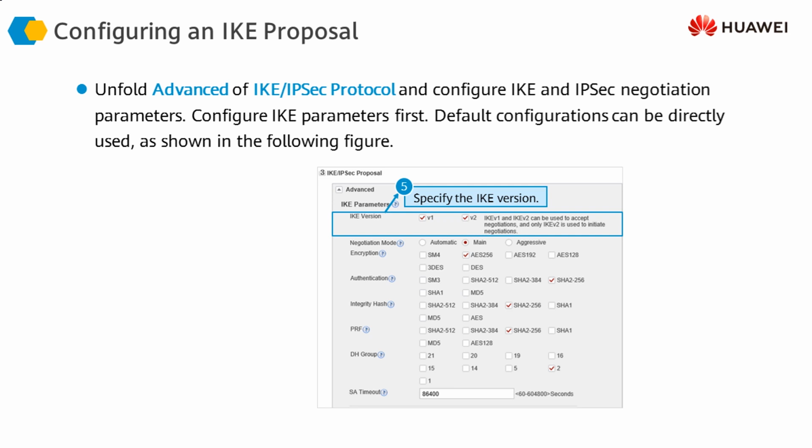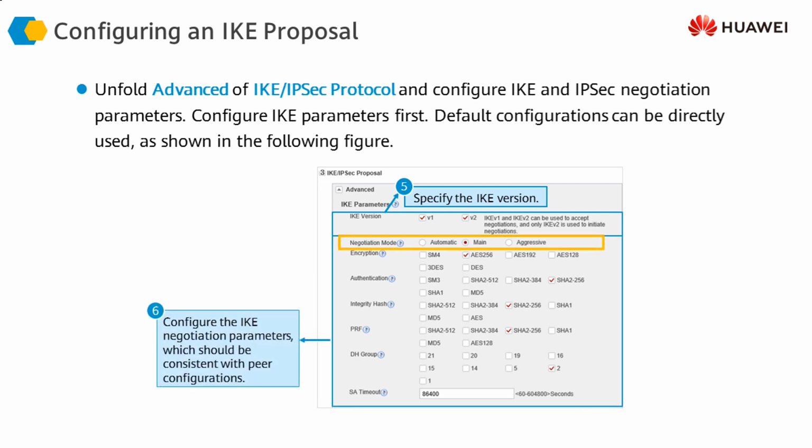Since in this case both sides are allowing version 1 and version 2, the peer association is going to happen using version 2. You always use the higher version. The negotiation mode is going to be main mode. We are not going to use the aggressive mode. We are going to use the main mode. So this configuration has to be the same on both sides.